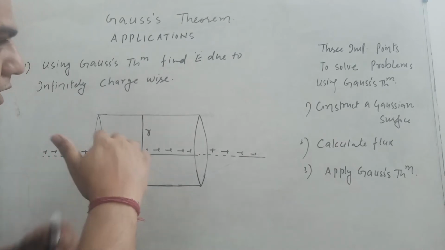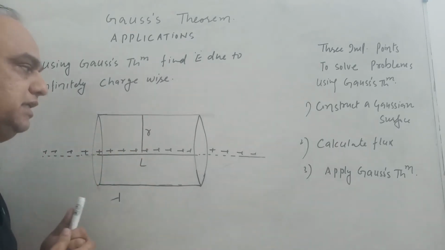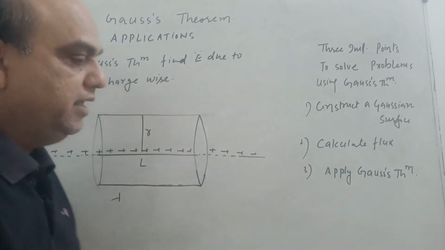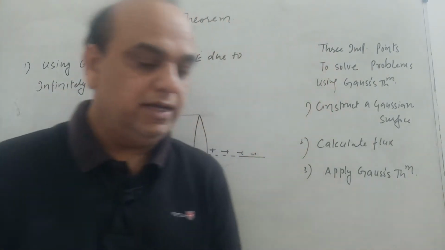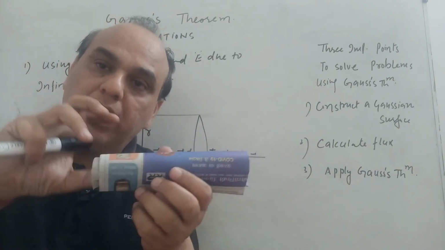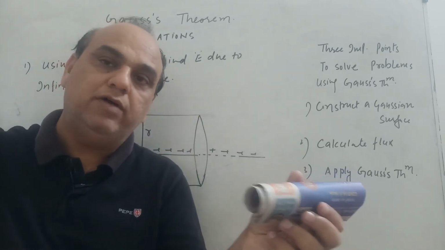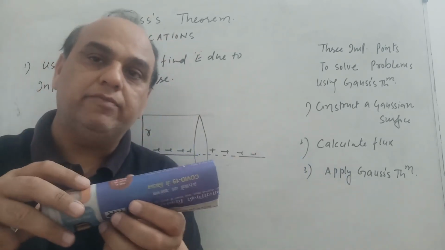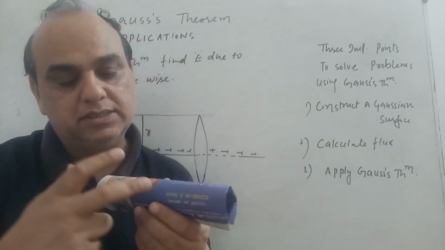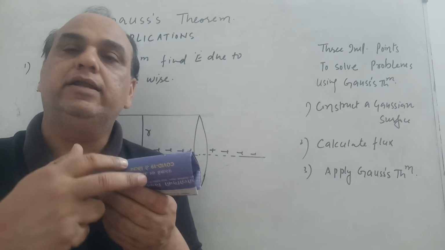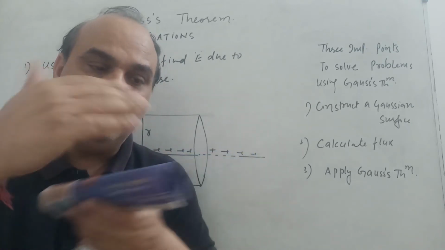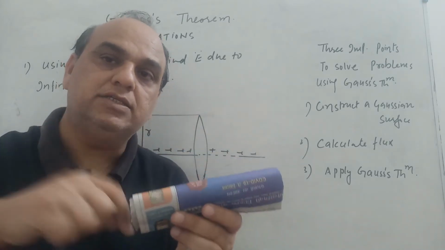So I have constructed a Gaussian surface in the form of a cylinder. This cylinder has radius r and length l. This is enclosing a part of the wire, not the full wire. The full wire has infinite length. I have enclosed only a part, that is, the length L of the wire in this cylinder. This cylinder will have three surfaces: one flat, the other flat, and the third one a curved surface.